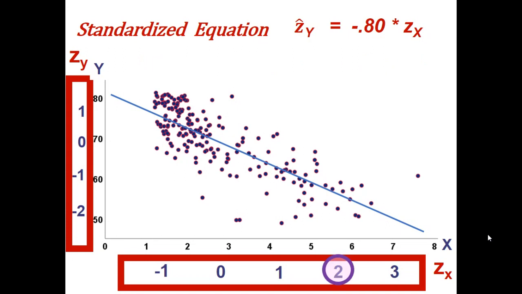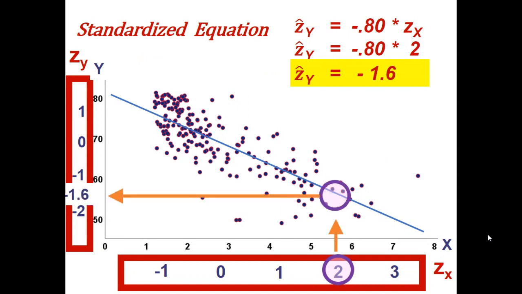So let's get an estimate for a country where the fertility has a z-score of 2. The fertility is actually about 5.5, but it's a z-score of 2 because it's 2 standard deviations above the mean. Now we can plug that number into the standardized regression equation and then do the math. And we find that the predicted z-score for y is negative 1.6.